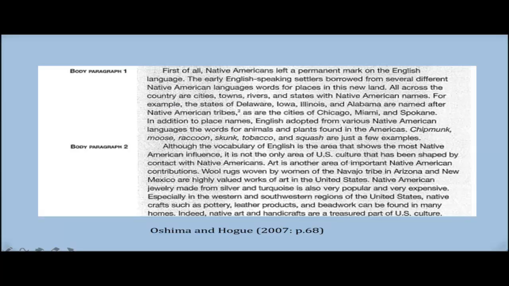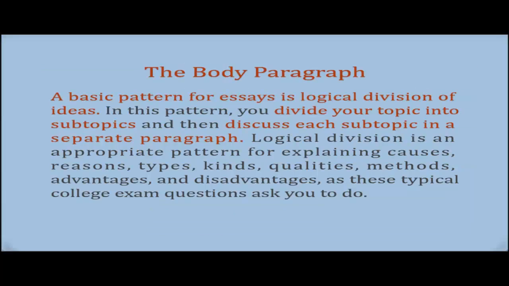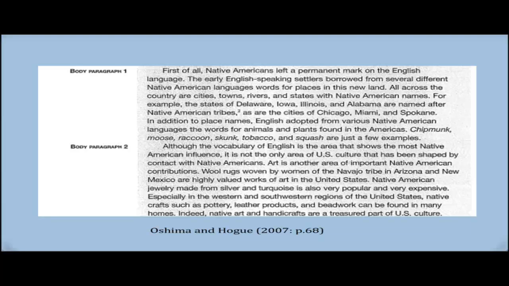Now, this is an example of the body paragraphs taken from the book that I have shared with you, Oshima and Hogue, 2007, page 68. See, body paragraph 1: First of all, Native Americans left a permanent mark on the English language. So, this is the topic sentence for this paragraph, and the rest is the explanation about this topic sentence. And so does the second one.